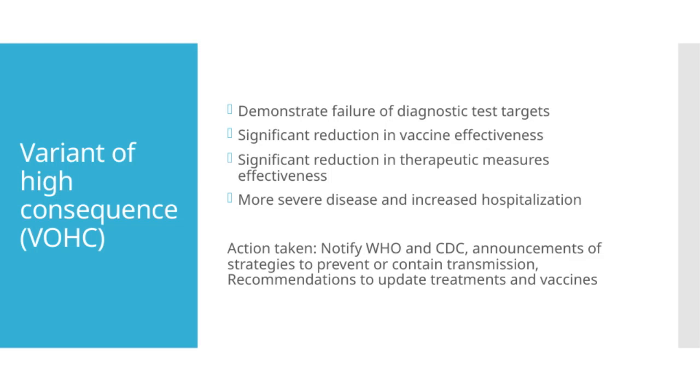Let's now look at some of the critical challenges we're facing with this variant. First, there's a demonstrated failure of existing diagnostic test targets, which means our usual testing methods may not be as reliable. This is concerning because it hampers our ability to quickly identify and isolate cases. At the same time, we're seeing a significant reduction in vaccine effectiveness, making it harder to protect populations through immunization alone. Therapeutic measures are also less effective, which complicates treatment strategies for those who do get sick.